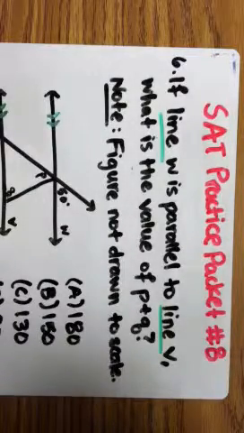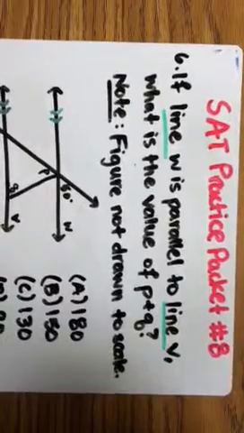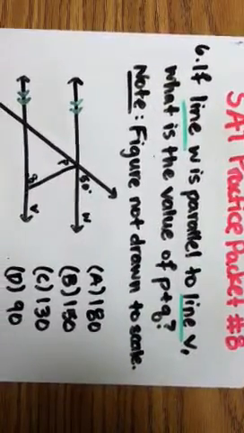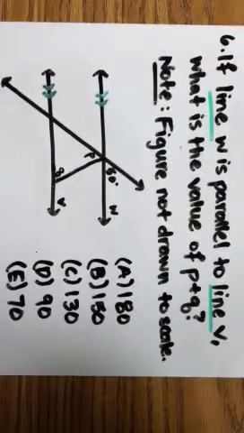This is SAT practice packet number 8, problem number 6. If line W is parallel to line V, what is the value of P plus Q? Note, the figure is not drawn to scale.